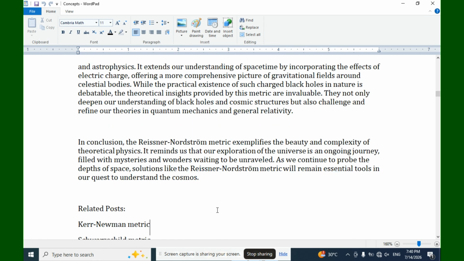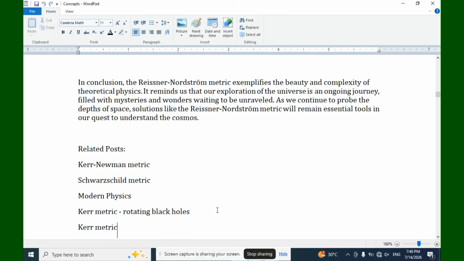In conclusion, the Reissner-Nordström metric exemplifies the beauty and complexity of theoretical physics. It reminds us that our exploration of the universe is an ongoing journey filled with mysteries and wonders waiting to be unraveled. As we continue to probe the depths of space, solutions like the Reissner-Nordström metric will remain essential tools in our quest to understand the cosmos.